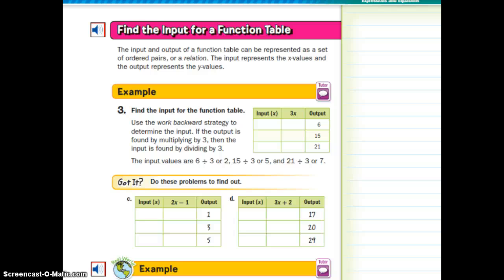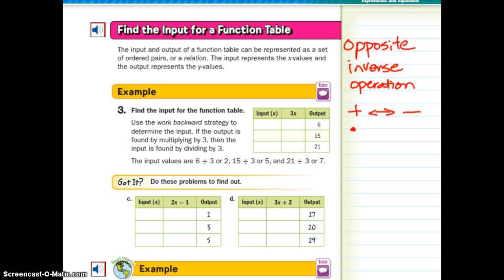Alright, so the other one we were finding the output. Now we're going to find the input. And to find the input, we have to do what we call opposite operation. This is just like doing those equations, remember? We have to do opposite or what we call inverse operation. So remember, if we have addition, to undo it, we subtract. If we have multiplication, we undo it by division.